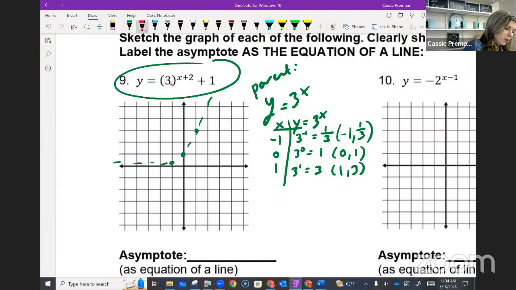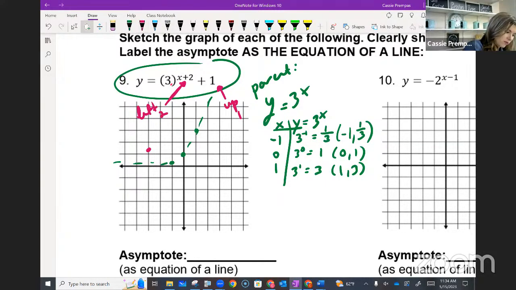Now I go back to that +2, that +1. Do you guys remember how the +2 changes the graph? Nice, Kira. Left 2. How will the +1 affect the graph? Up 1. So I'm going to start with any point I want. I could start with this one right here. Go left 2, up 1 whole value. If you were at 1/3, you have to go up to the next third right there.